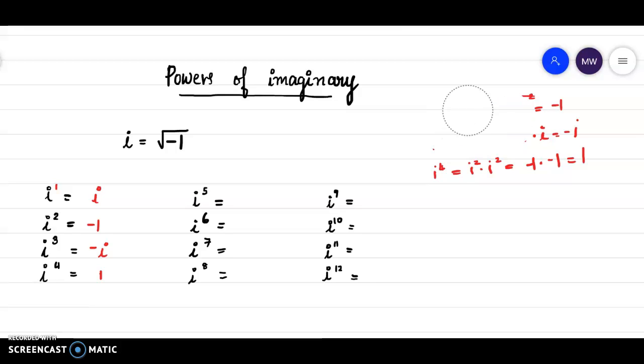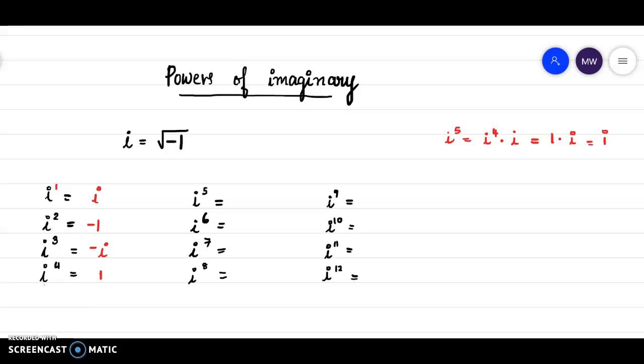Now let's do the next set. Okay, now I'm going to do i to the fifth power. To get i to the fifth, I can take i to the fourth and multiply it with i. I can factor it like that. Why did I do it this way? Because I know the answer to i to the fourth is equal to 1. So I can put 1 times i. My answer is just i.